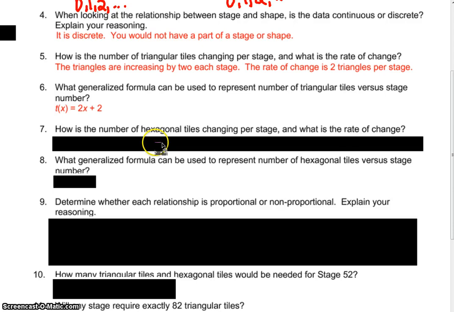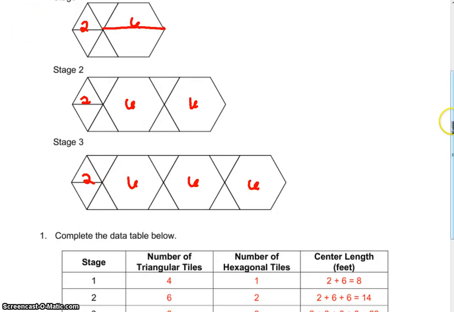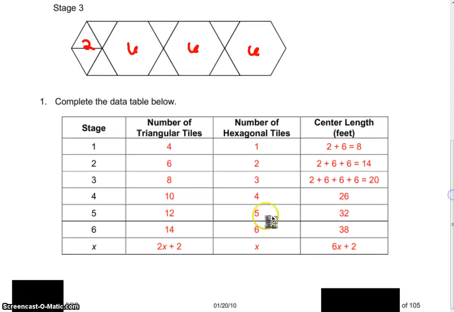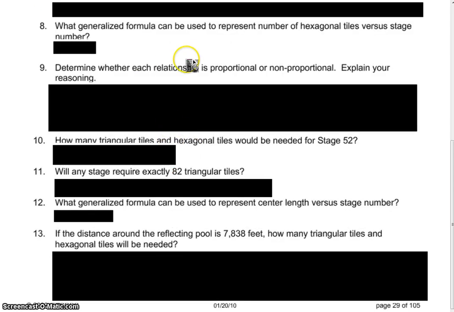How's the number of hexagon tiles changing? What is the rate of change? Once again, look at the bottom of your table. You have an equation there. X is your equation. What number is in front of that? A 1.